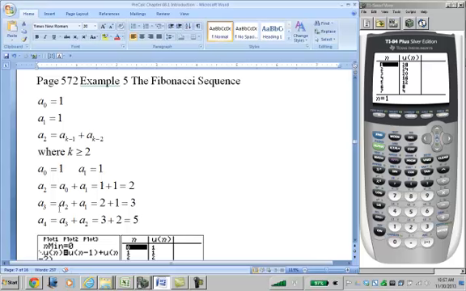A sub 4, now notice, A sub 2 is the previous 2 numbers, 1 plus 1. Okay? A sub 3 is A sub 2 plus A sub 1, 2 plus 1 is 3. A sub 4 is A sub 3 plus A sub 2, 3 plus 2 is 5. And so on. Okay, now, how do we do this?